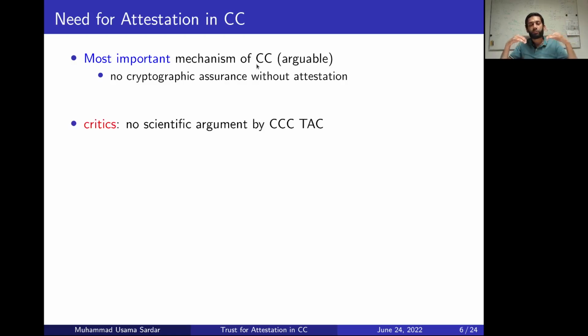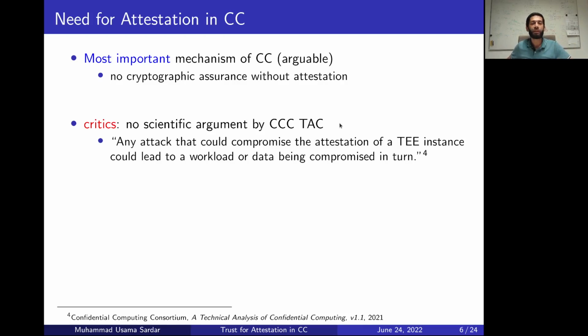And let's see what the argument of the critics is. I'm not aware of anybody from the scientific community who disagrees with the importance of attestation. The only one that I know of is the Confidential Computing Consortium Technical Advisory Committee, and what they say is they do not have any scientific argument against this. They do acknowledge the importance of attestation in confidential computing. However, due to political reasons, they do not admit that it is one of the most important mechanisms of confidential computing.